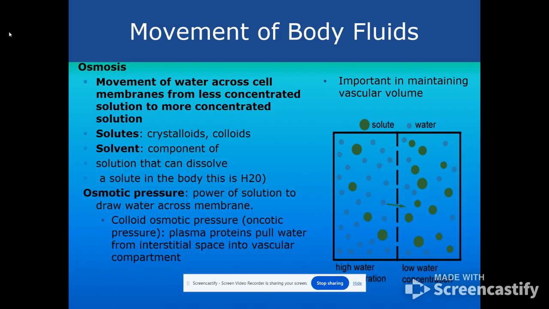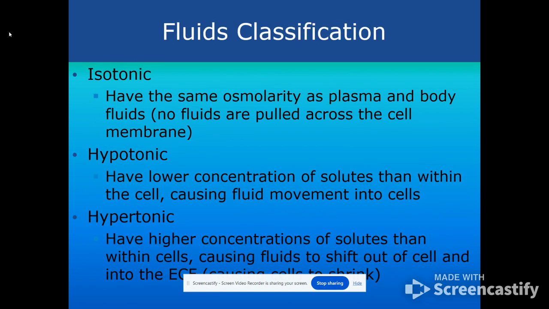So we are going to go into that again, talking about specific kinds of fluids. Fluid classifications, and I know this is a refresher again: isotonic has the same osmolality as the interior of a cell. You have hypotonic, which is a solution where solutes are less concentrated than the interior of the cell. And then you have hypertonic, a solution where solutes are more concentrated than the interior of a cell.